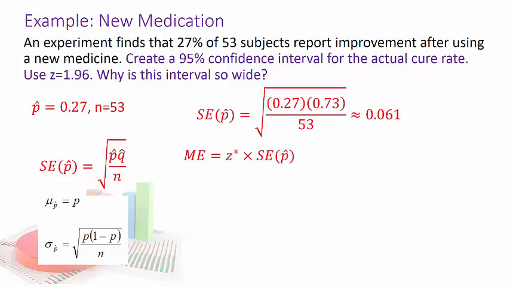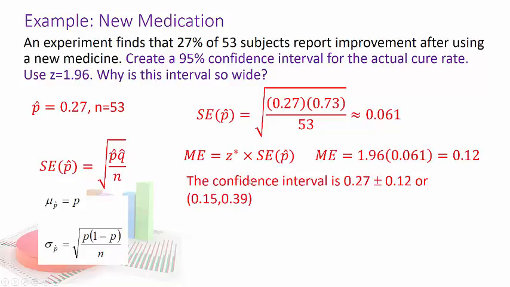Let's go ahead and find our margin of error. We're going to use 1.96 for our critical value here, all right? And we've already calculated that. So our margin of error is going to be 0.12. So our confidence interval is going to be this mean, 0.27, plus or minus 0.12, or basically 0.15 to 0.39.